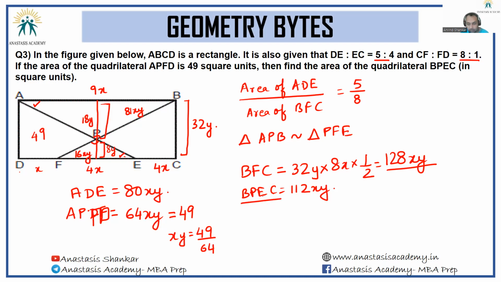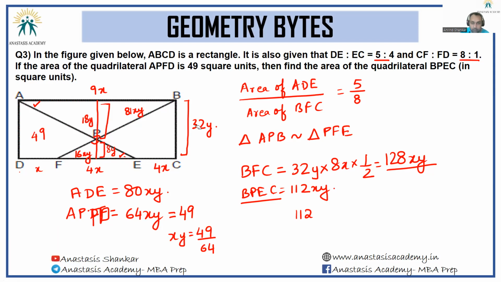So BPEC, if I'm looking for the area here, it should be 112. Have I done something terribly mistaken? 80 is coming, 128 is coming, great. I've got 8y here, not a problem. Okay, I am an idiot. I will show you what idiocy I have done.